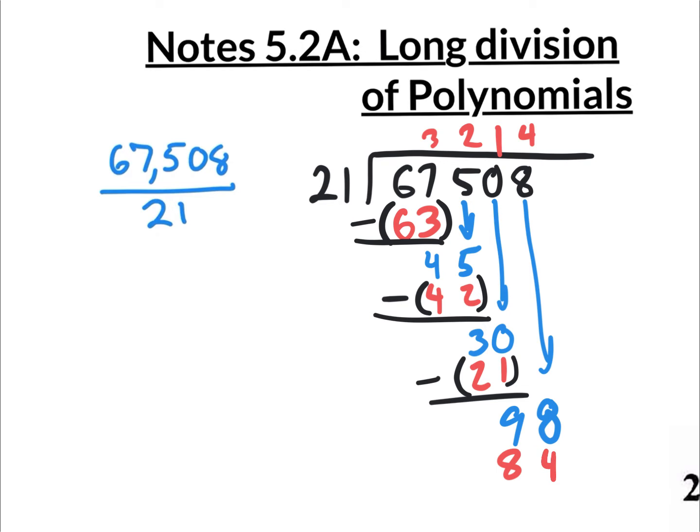We are subtracting. Use parentheses. Now here is our remainder. What is 8 take away 4? That's 4. And 9 take away 8 is 1. So we have the remainder of 14.